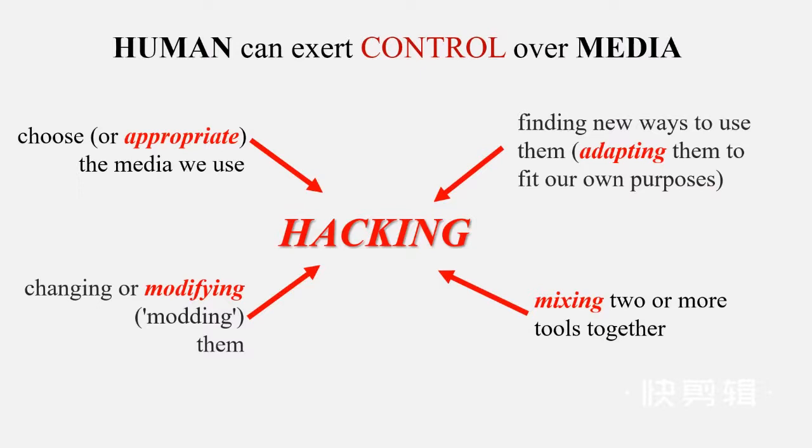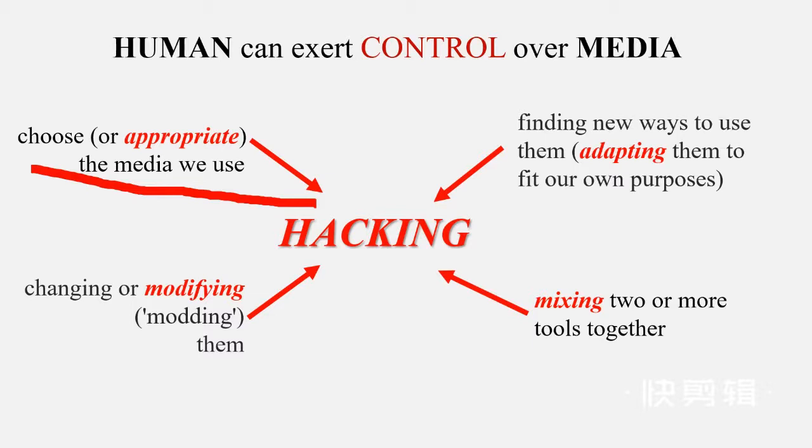Okay, it's my turn. There are also at least 4 ways that we humans exert control over the media. The first one has to do with our ability to choose or appropriate the media we use. For example, now we need to find some sources for our research paper. Although the choices are very limited, we still have many choices, right? We will choose a free open source software rather than a privately charged one.